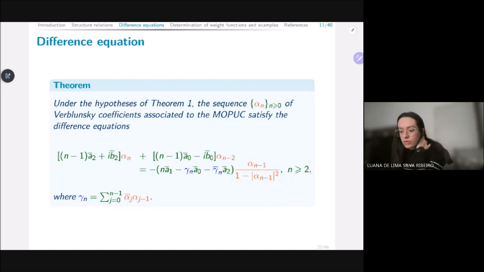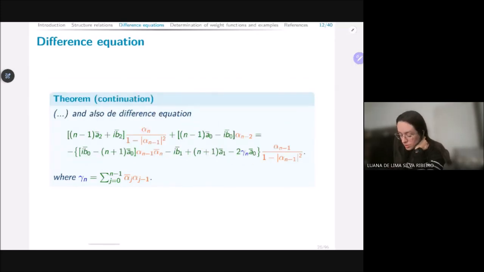And in the formula of the recurrence relation, we have two formulas for the coefficient S_n. Using the two formulas, we can find two expressions for the difference equation. One of them is this one, and the other is in this form. So here we have the Verblunsky coefficients alpha_{n-2}, alpha_{n-1}, and here we have this term. And here also involve the Verblunsky polynomials. So because of these two expressions of S_n, we obtain two expressions for the difference equation.